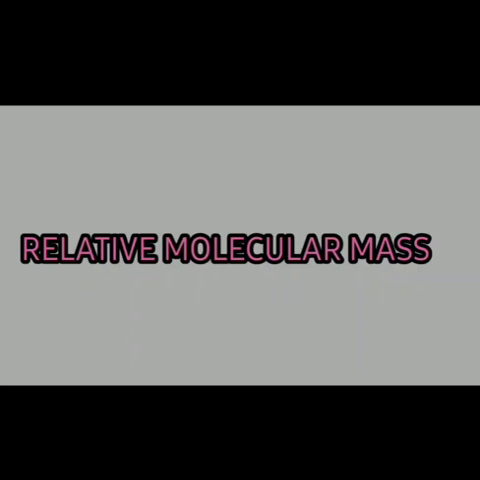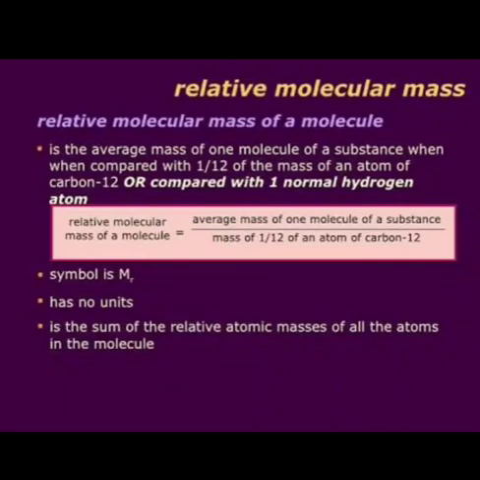The relative molecular mass of an element or compound is the number of times one molecule of the substance is heavier than 1 by 12th the mass of an atom of carbon 12. That means the relative molecular mass equals the mass of one molecule of the substance divided by 1 by 12 the mass of one atom of carbon 12. Similarly, when the relative molecular mass of a substance is expressed in gram, it is known as gram molecular mass.